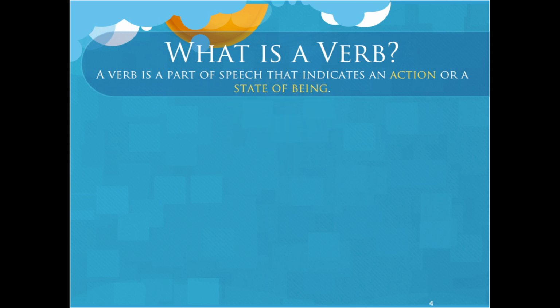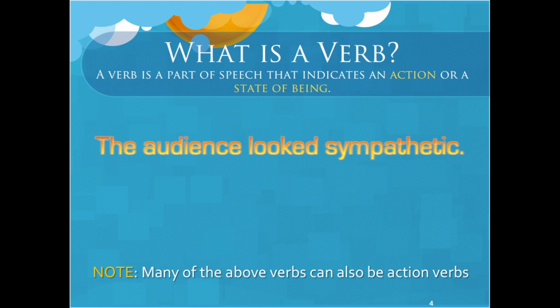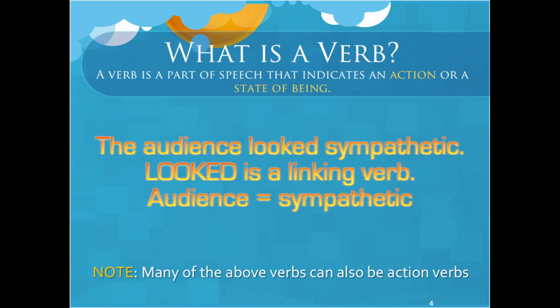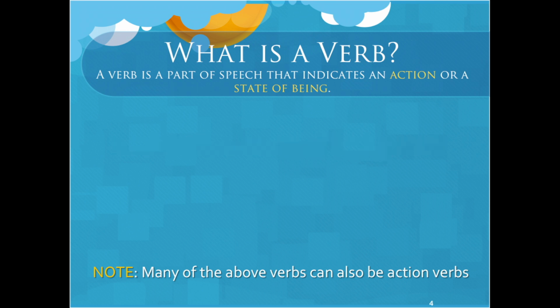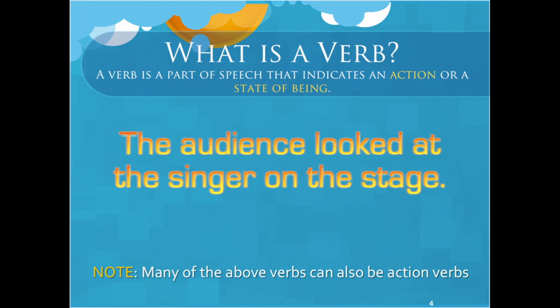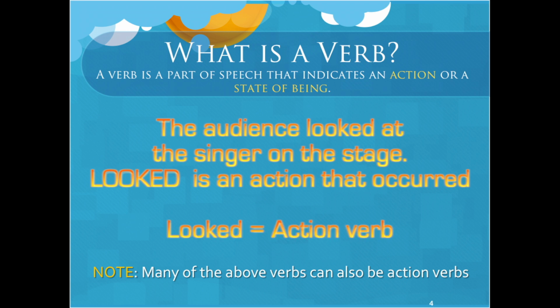That's true. Also, keep in mind, Gail, that many of the above verbs can also be action verbs. Wow. Let me see if I can think of an example of that, Betsy. Here's a sentence. The audience looked sympathetic. In this sentence, looked is a linking verb and links the audience to being sympathetic. So it's a state of being verb. Good. How about this one? The audience looked at the singer on the stage. In this case, remember that looked is an action that occurred. So it's not a linking verb, it is an action verb.